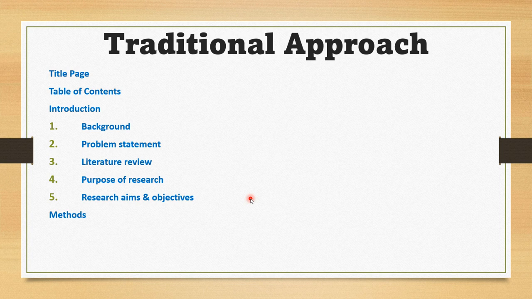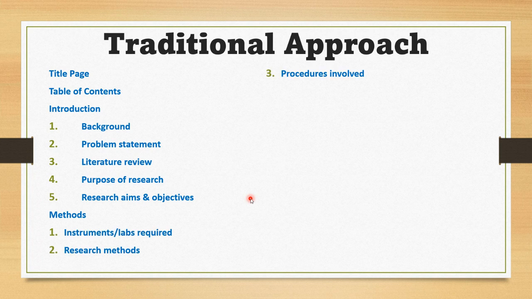And the next chapter will be methods. This is the second chapter of your research proposal. Methods will include these three subparts. And next, data analysis, and then references. You will conclude this traditional approach by adopting the four chapters and two chapters with different subheadings.